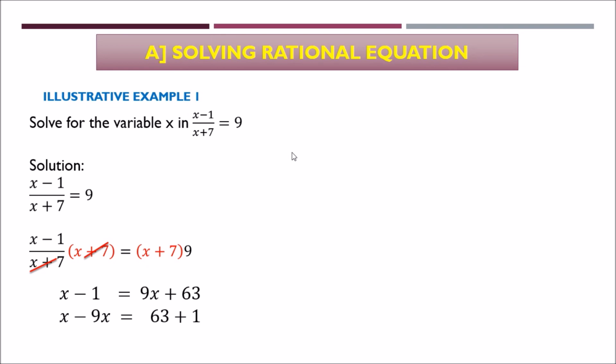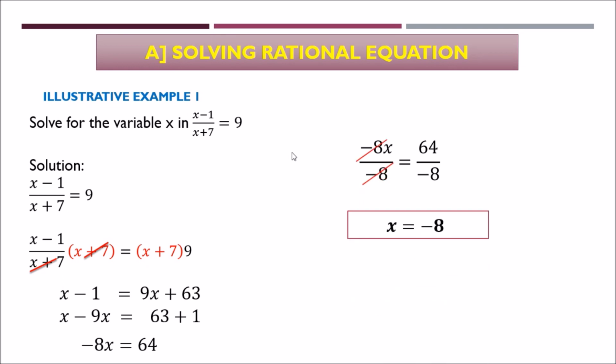By the additive property of equality, that will give us x minus 9x equals 63 plus 1. And then simplify: negative 8x equals 64. And we want to isolate x, so we will divide both sides by negative 8. Then we can cancel out. Then what we have is x equals negative 8.